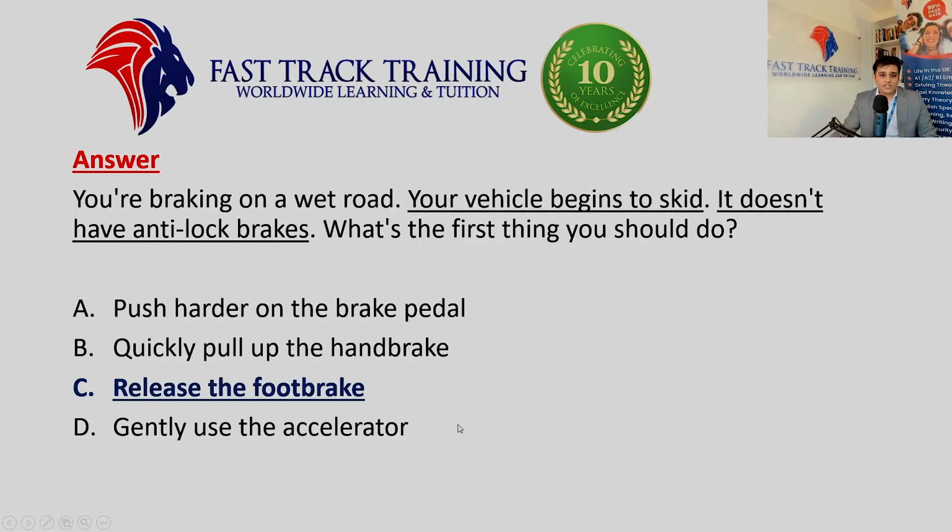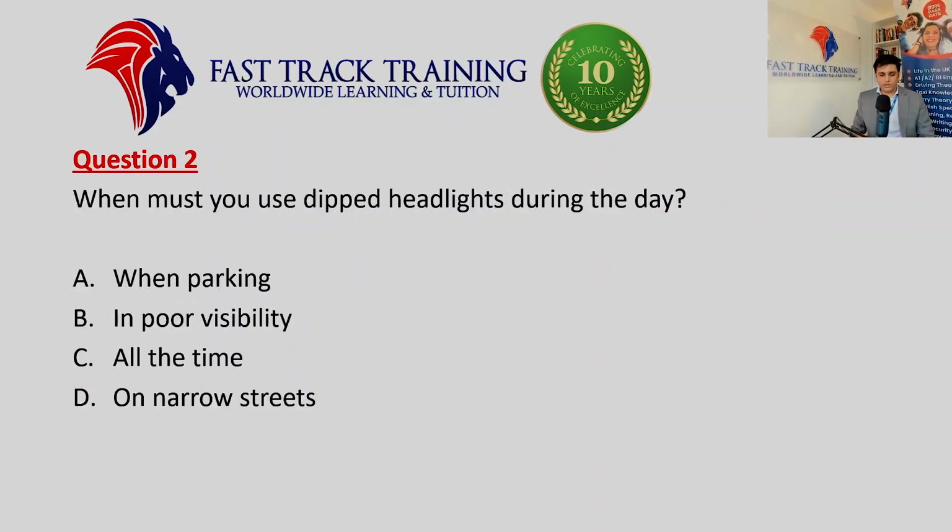So your vehicle begins to skid. It doesn't have anti-lock brakes. Release the foot brake. The reason you do that is because when your car is driving on a wet road and it starts to skid, you take your foot off and ease off, and it will roll, and it'll be better this way. When you ease off, the car will naturally come to a stop, and you just have to control the car. If you pull up the handbrake, it's going to cause a problem, or if you push harder on the brake, it will flip. So it's very difficult to remember in an emergency to take your foot off of the foot brake.